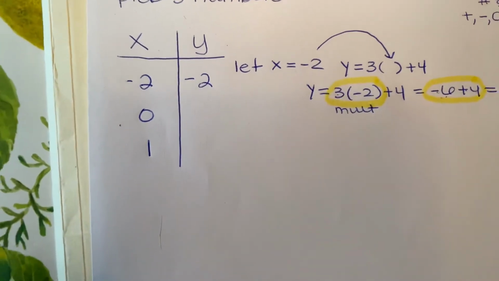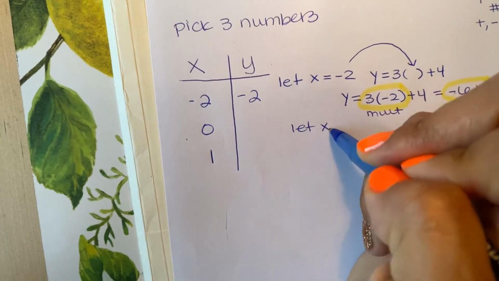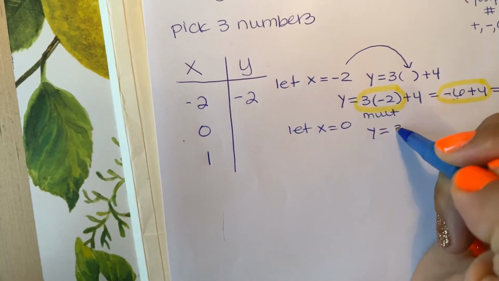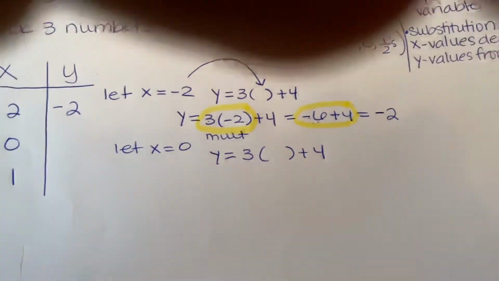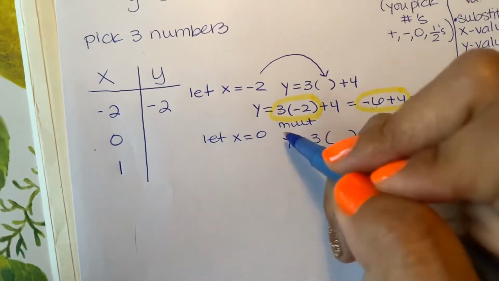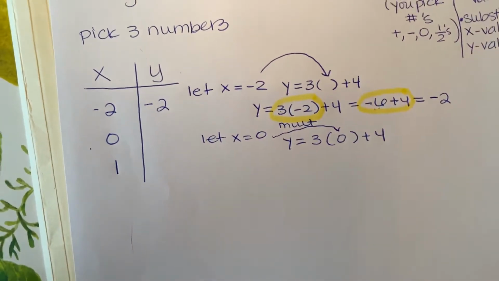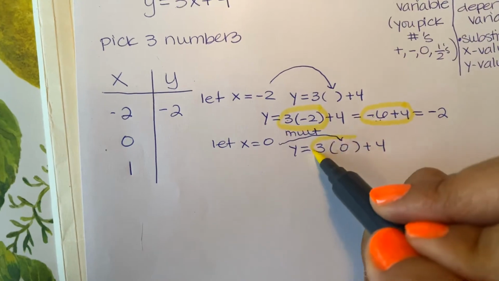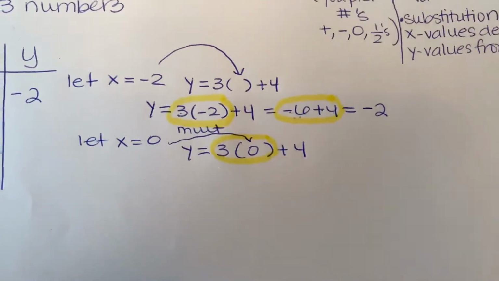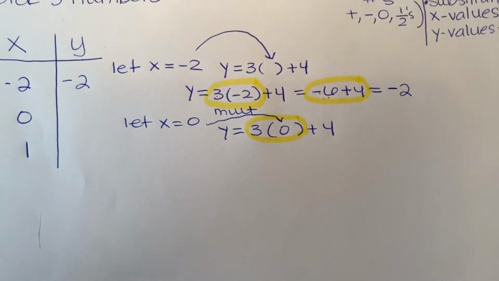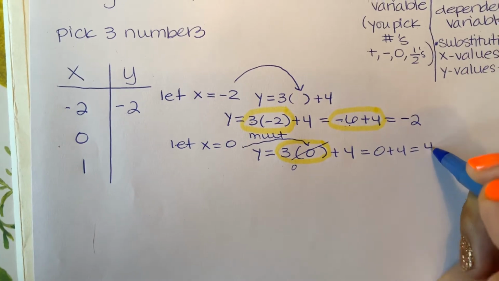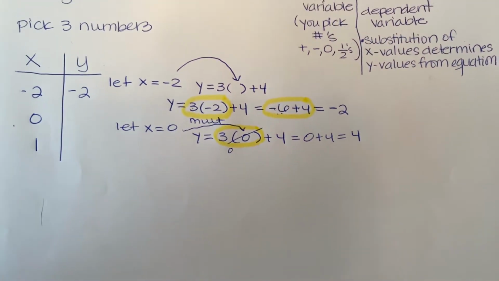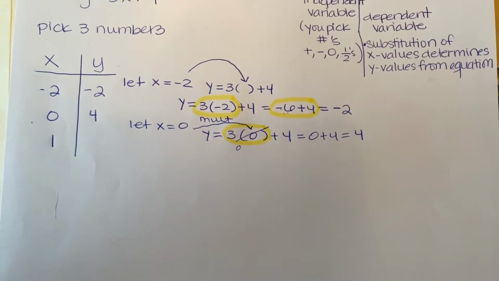Okay, next one, let x equal 0. So I'm going to let x equal 0. And same thing, I'm going to go ahead and just substitute. And I know this one's really easy for those of you that understand it. I'm going to substitute that 0 into here, right? And you're going to first multiply. Order of operations, multiplication comes before addition. So I get 0 plus 4, which is just 4. And so I'll fill in my 4 there under the y.